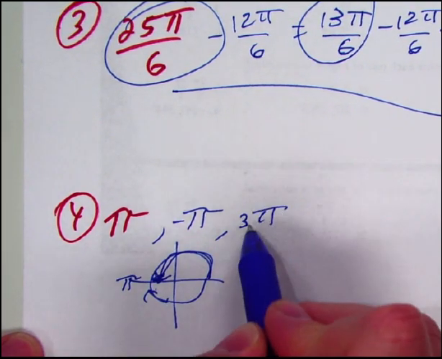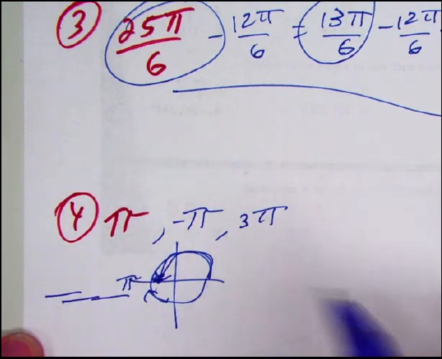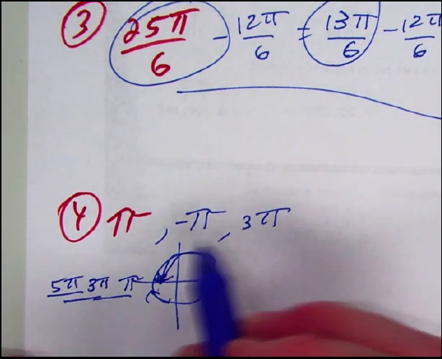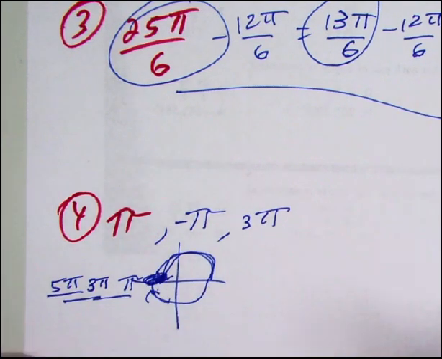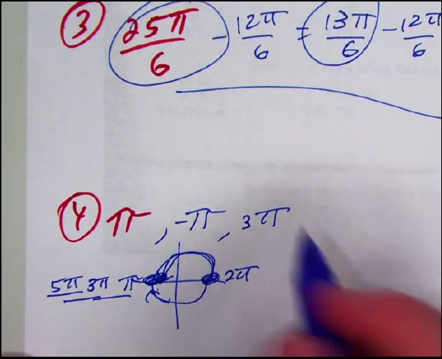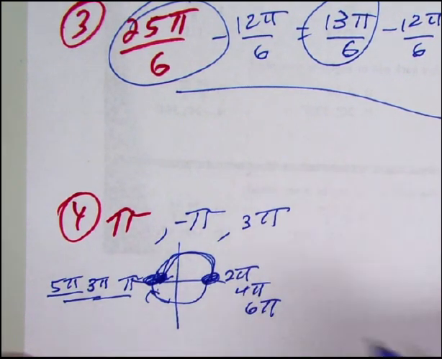Any odd-numbered pi is going to end up over here somewhere: 1 pi, 3 pi, 5 pi, and so on. Those are all going to end up over on this side of the unit circle. The even numbers are always going to be over here, because 2 pi takes a full lap. So 2 pi, 4 pi, 6 pi, whatever, are all going to be over there.